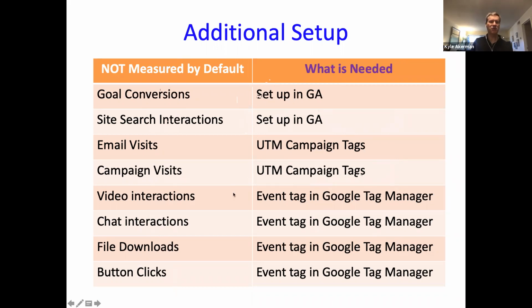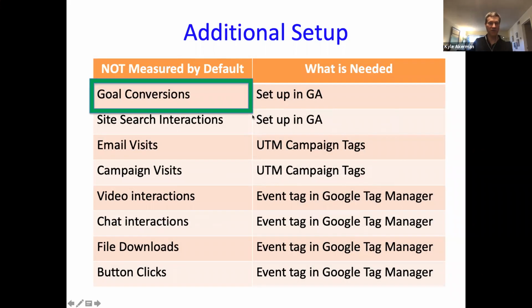The one that's probably the most difficult is setting up what we call events. If you want to measure, say, video interactions, right now in the current analytics, you have to set up events. The easiest way to do that is in Google Tag Manager. I'm not going to get into Tag Manager much, but I will talk a little bit about these events. Out of all this list, one thing that I think you should definitely set up as soon as you can, if you don't have it, is goal conversions.